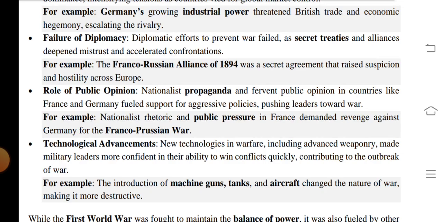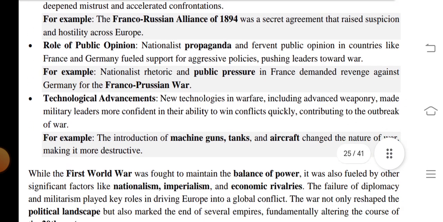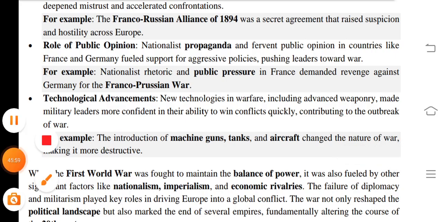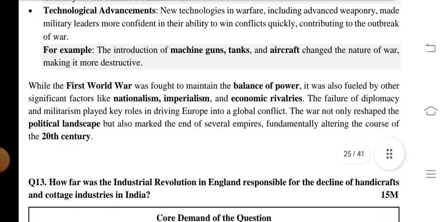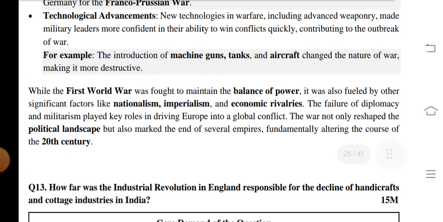Technological advancement: new technology in war, including advanced weaponry, made military leaders more confident in their ability to win the conflict quickly, contributing to the outbreak of war. For example, the introduction of machine guns, tanks and aircraft changed the nature of war, making it more destructive.